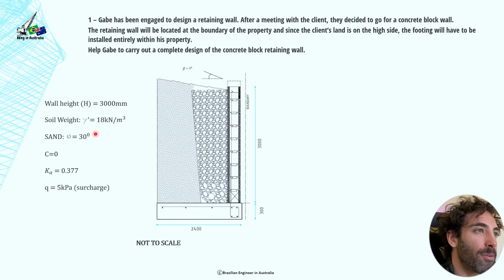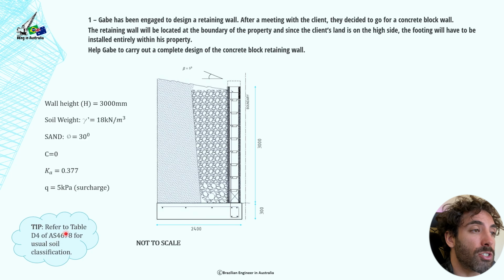Now we've got the soil parameters here. The wall height is 3 meters. Unit weight of the soil is 18 kilonewtons per cubic meter. We're dealing with sand. It has an internal angle of friction of 30 degrees. Sand is cohesionless, so we're dealing with cohesion equal to 0. Ka, which is the active earth pressure coefficient, is 0.377. We're going to discuss this in the next slide. I'm going to show you how we got this number. Q equal to 5 kPa, that's the surcharge.